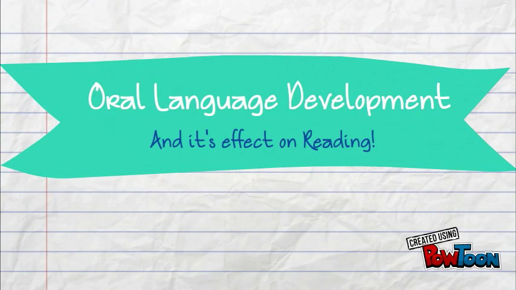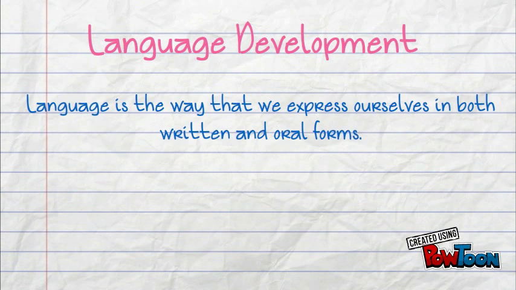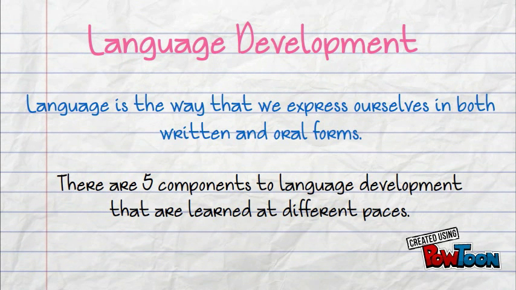Oral language development and its effect on reading. Language development. Language is the way that we express ourselves in both written and oral forms. There are 5 components to language development that are learned at different paces.